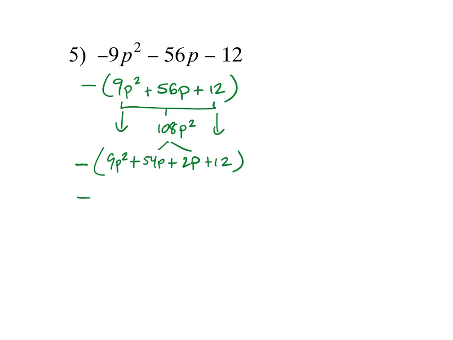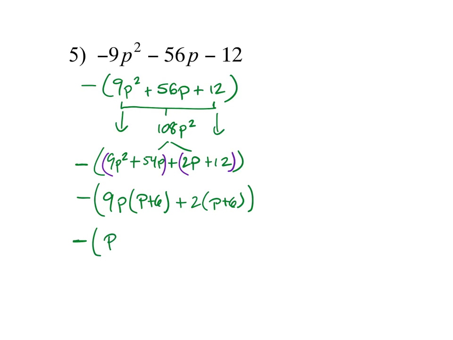So now, inside of here, again, I'm grouping the first two terms, the second two terms. For 9p, I have p plus 6, now plus 2, p plus 6, right? So negative p plus 6 times 9p plus 2.